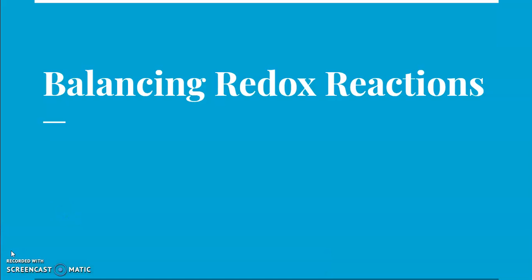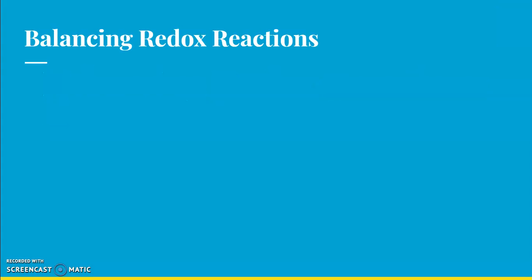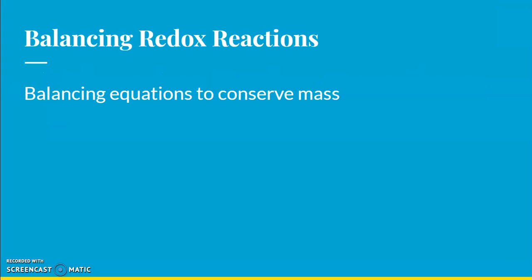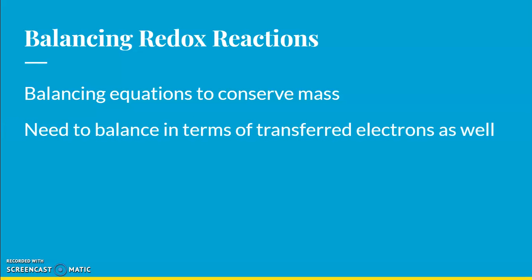In this video, we're going to take a look at balancing redox reactions. So we've already balanced reactions to satisfy the conservation of mass, to make sure the same number of atoms of each element is on both sides of the reaction and that nothing is created nor destroyed. But we also need to do that in terms of electrons.